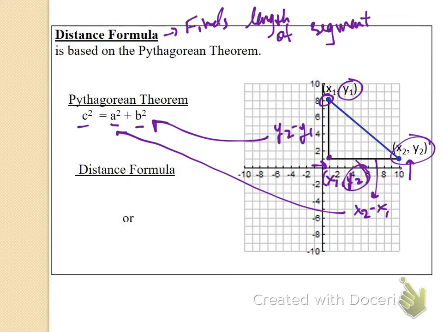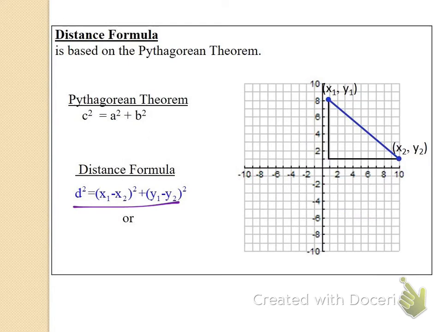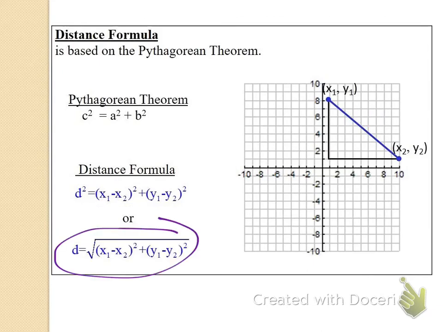When we plug that in, it would look like this. So that's why we have x1 minus x2 squared plus y1 minus y2 squared. Now, the Pythagorean theorem gives us the length of this side, which is the hypotenuse, but not just the length. It gives us the length squared, that distance squared. So to get just the distance, we square root both sides, and that gets us to this formula right here.